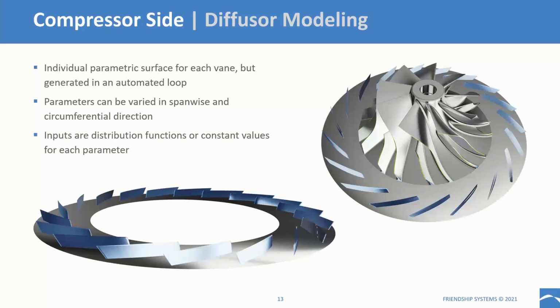The inputs are either distribution functions for certain parameter values, which basically describe how a certain parameter of the vane changes in circumferential direction, which will then give us differently shaped vanes. Or, of course, these values can also be constant, and then at least that parameter is the same for all the vanes.